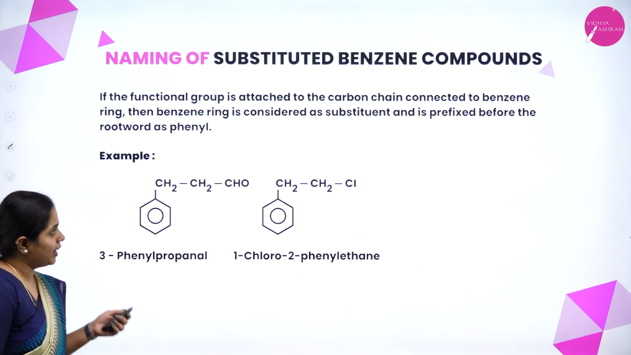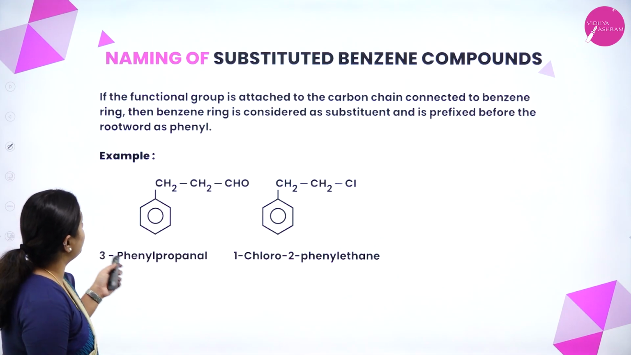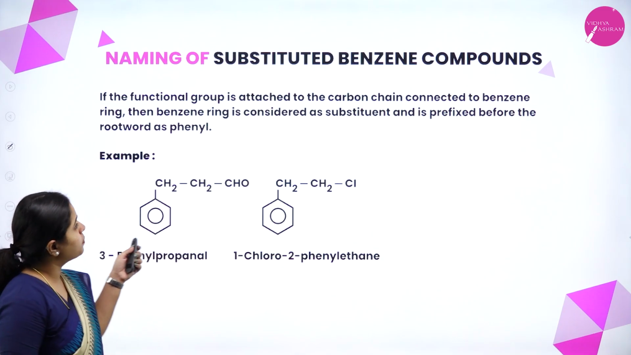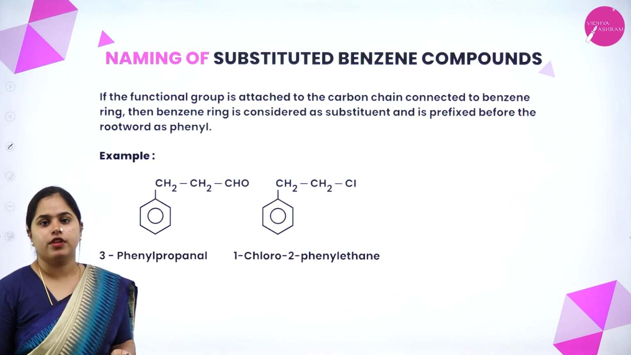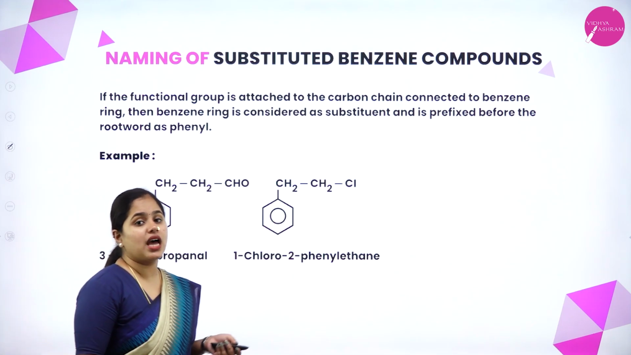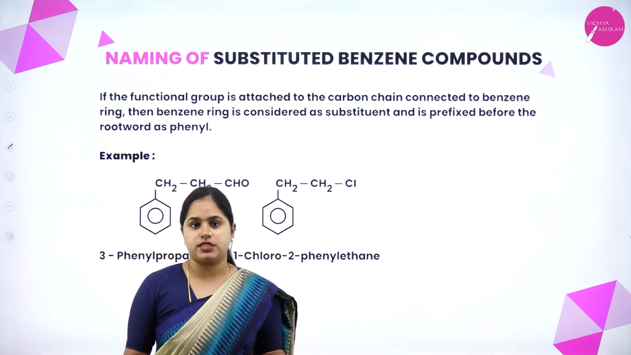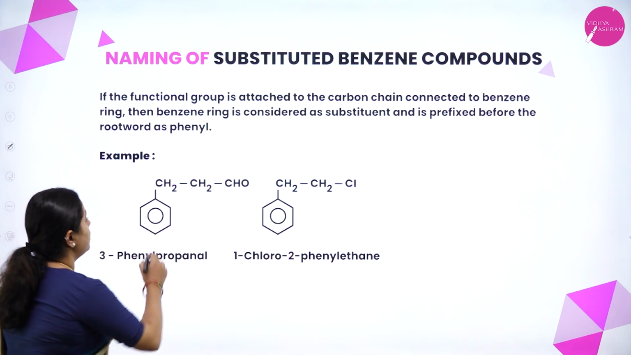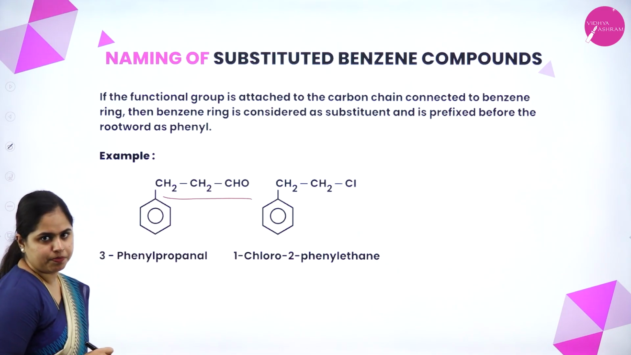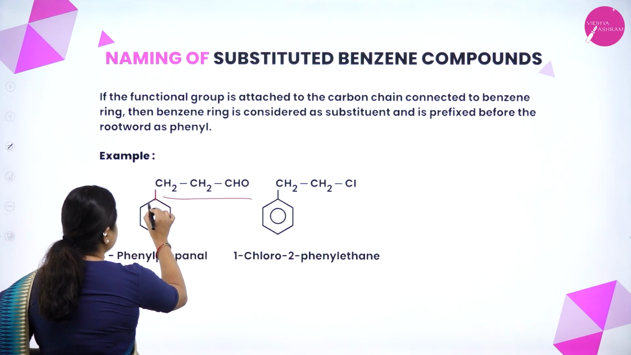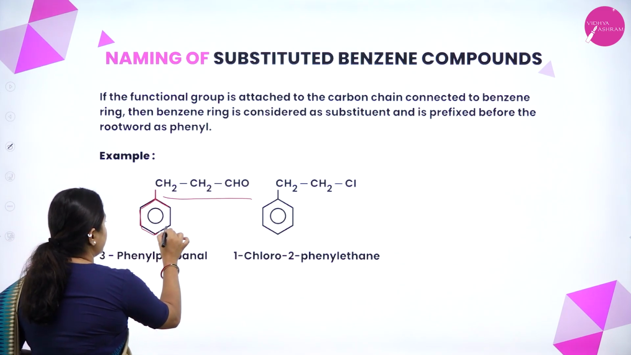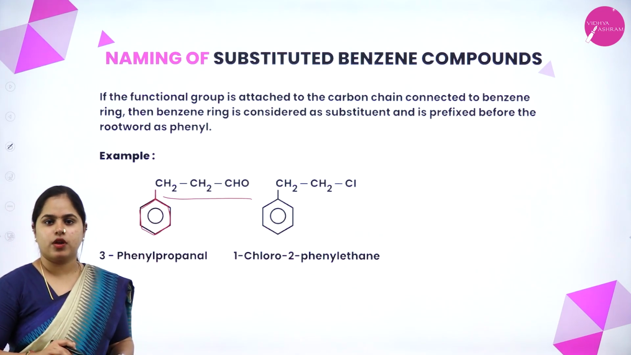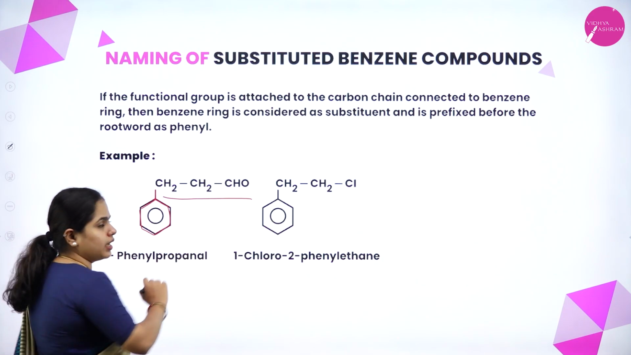If the functional group is attached to the carbon chain connected to the benzene ring, then the benzene ring is considered as a substituent and is prefixed before the root word as phenyl. Okay, so now if benzene ring is present as a substituent, that will be prefixed and written, and the prefix word is phenyl. So as you can see in this example, this is taken as the principal chain, right? And then on the first carbon atom, there will be a benzene ring which is present. So now this benzene ring is considered as the substituent.